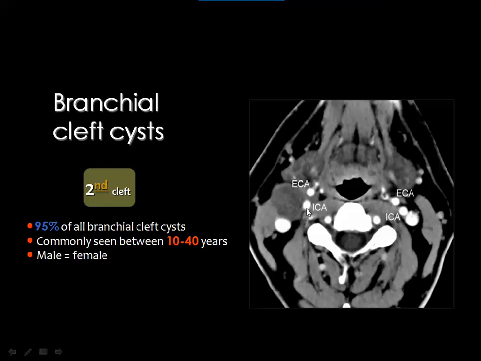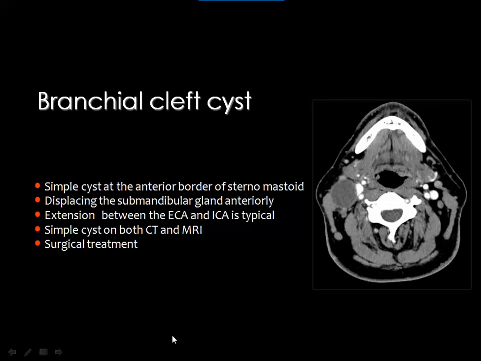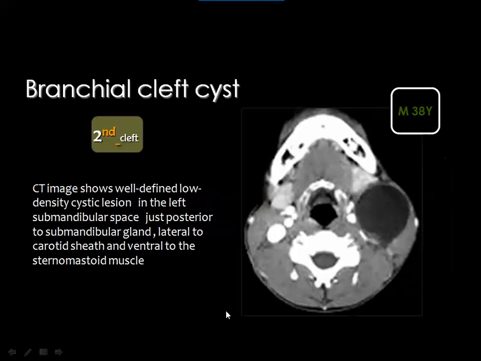of the common carotid artery, between the internal and the external carotid, and you see that the cyst is protruding or bulging between both the internal and the external carotid artery. This is the typical location of a branchial cleft cyst. And the cyst is anterior to the sternomastoid muscle, posterior to the submandibular salivary gland. Sometimes you can see the extension between the two branches of the common carotid artery.